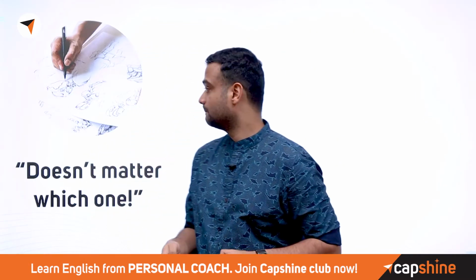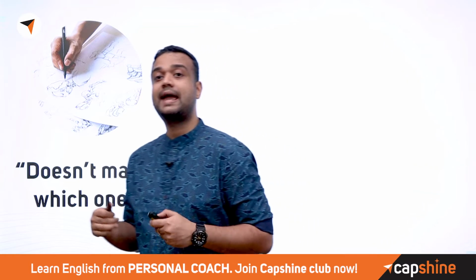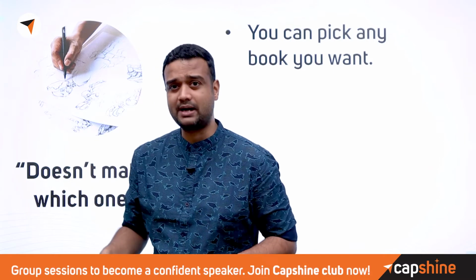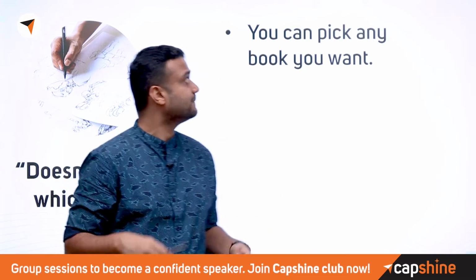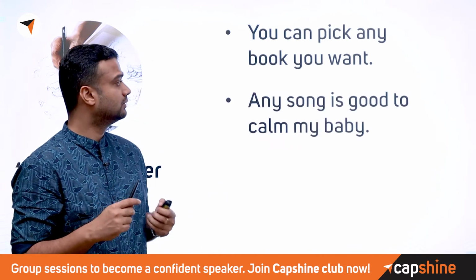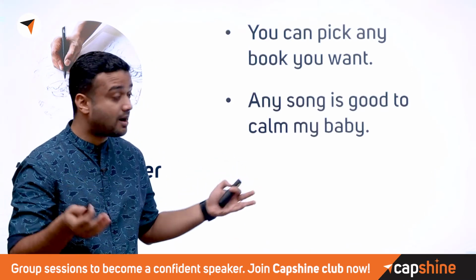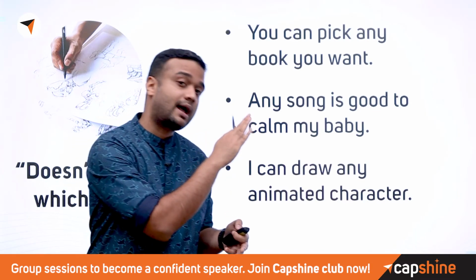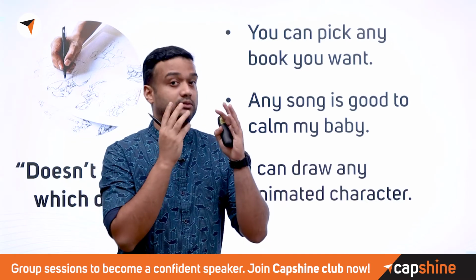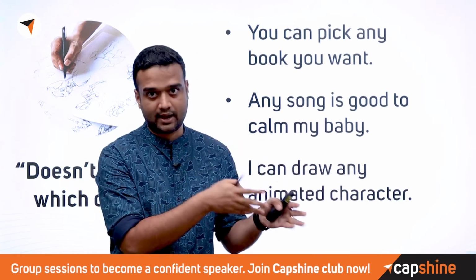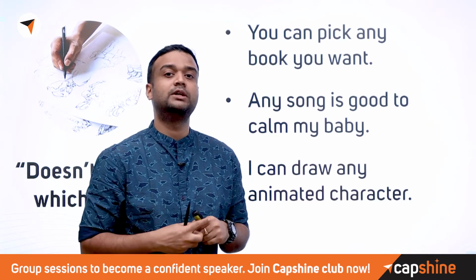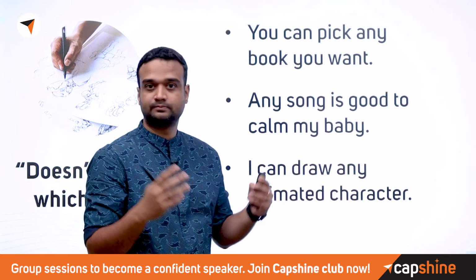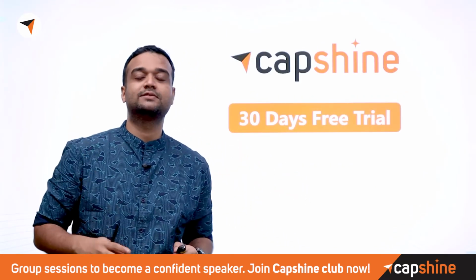Yeah? And finally, you could also use any to talk about situations where it doesn't really matter which one, right? So you can pick any book you want. Any song is good to calm my baby. I can draw any animated character. So as opposed to the previous usage where you said you either have it or you don't, can you help me or not? Any can also be used to talk about something indefinite where the choice or the specific thing does not matter.